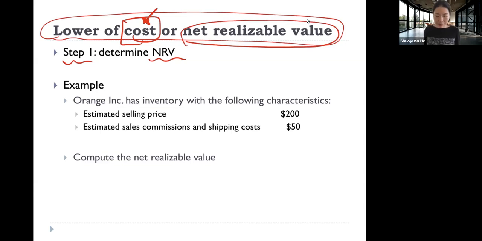Let's look at an example here. Orange Ink has inventory with the following characteristics. Estimated selling price, 200. Estimated sales commissions and shipping cost, 50. Compute the net realizable value. So NRV in this situation is basically 200, how much we are going to get from selling this inventory, minus 50, how much we need to pay out of pocket in order to get it sold, which is 150.